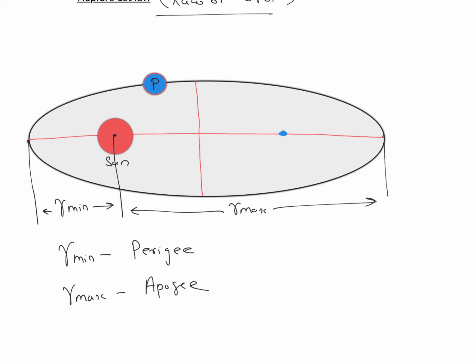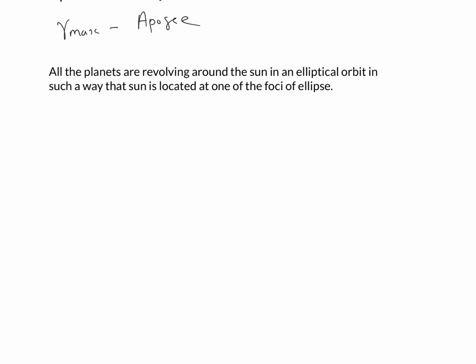So just remember these basic things related to the first law. That is, all the planets are revolving around the sun in an elliptical orbit in such a way that the sun is located at one of the foci.